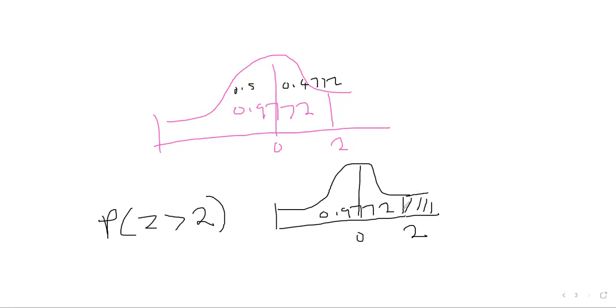We know that from here up to here, it's about 0.9772, about 97%. The only way we can get this shaded area is by subtracting 1 minus 0.9772 logically to find the remainder there. Are we together? So in this case, we subtract 1 minus 0.9772. We're going to get 0.0228.